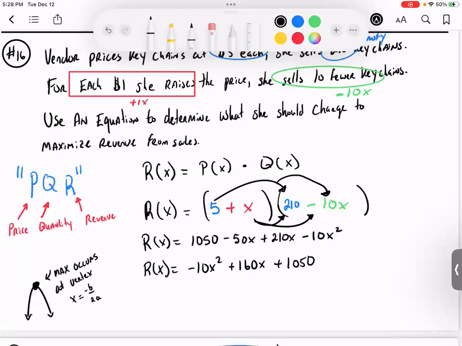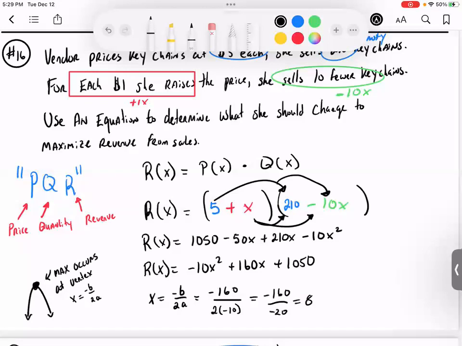So from the revenue function, solve for negative b divided by 2a, and you get some x value. That x value corresponds to the number of times that she has to raise the price. Okay, so x equals negative b over 2a, which is negative 160 divided by 2 times negative 10. But 2 times negative 10 is negative 20. So you get negative 160 divided by negative 20, which is now going to be 8. So this means that she has to raise the price 8 times.